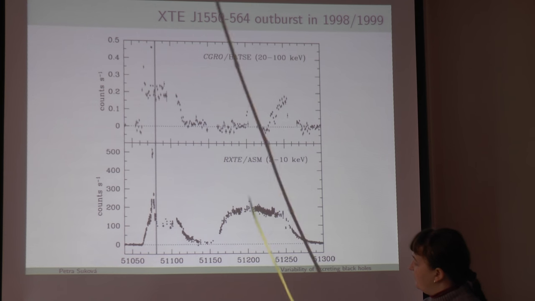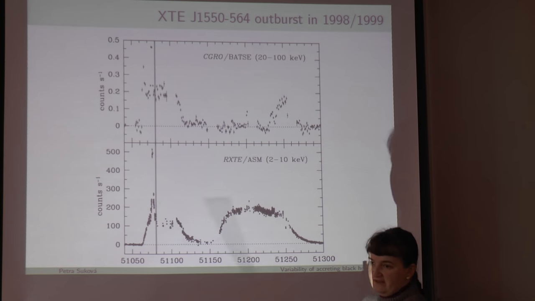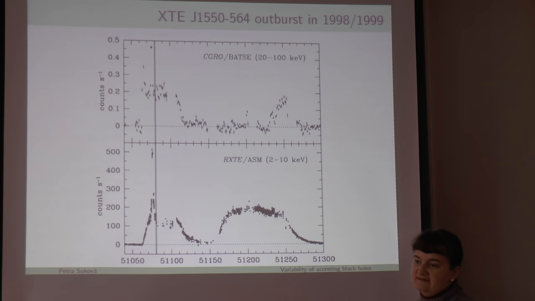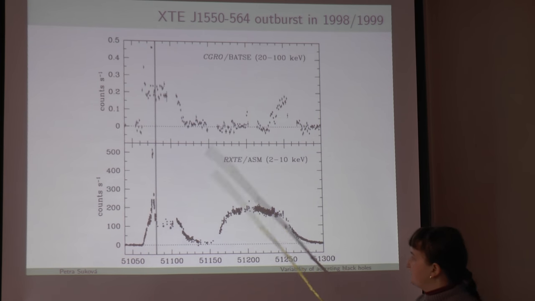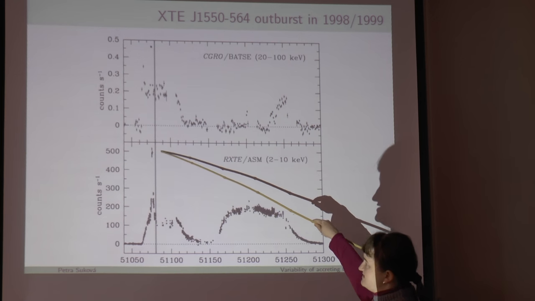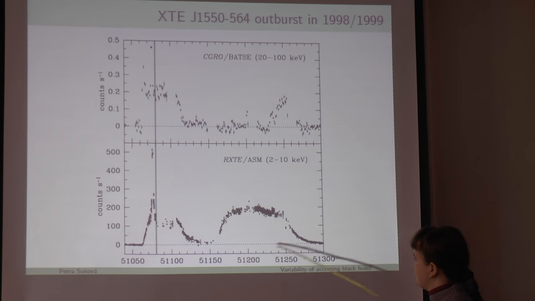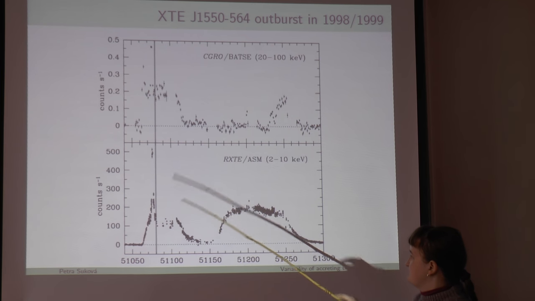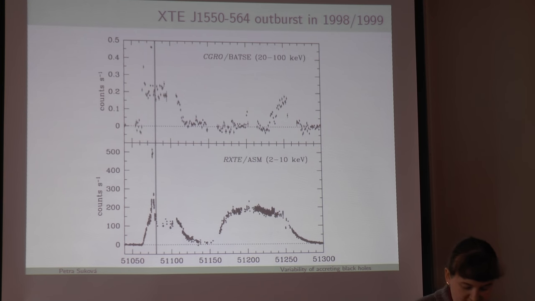And here we have a light curve from the RXTE satellite, which measures from 2 to 10 kiloelectronvolts, so in softer X-rays. And you can see that at the beginning of the outburst there is quite a rapid rise of the luminosity. Then there is one very peculiar observation, when the luminosity rises very high and then fades away quite slowly. And then there is a second part of the outburst when the luminosity comes up to even higher values than before. The time scale of this outburst is about half a year.